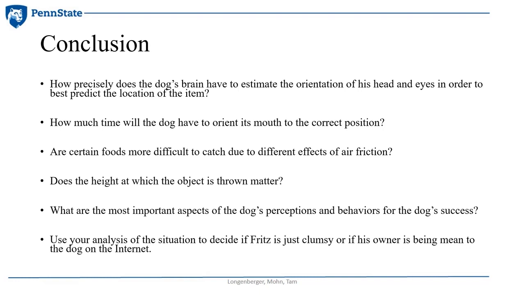Overall, the amount of time the dog has to catch the food will depend on the initial conditions of the food being thrown. For example, if food is thrown with a high initial velocity and high initial launch angle, the dog will have more time than when the food is thrown at a low velocity or low initial launch angle.